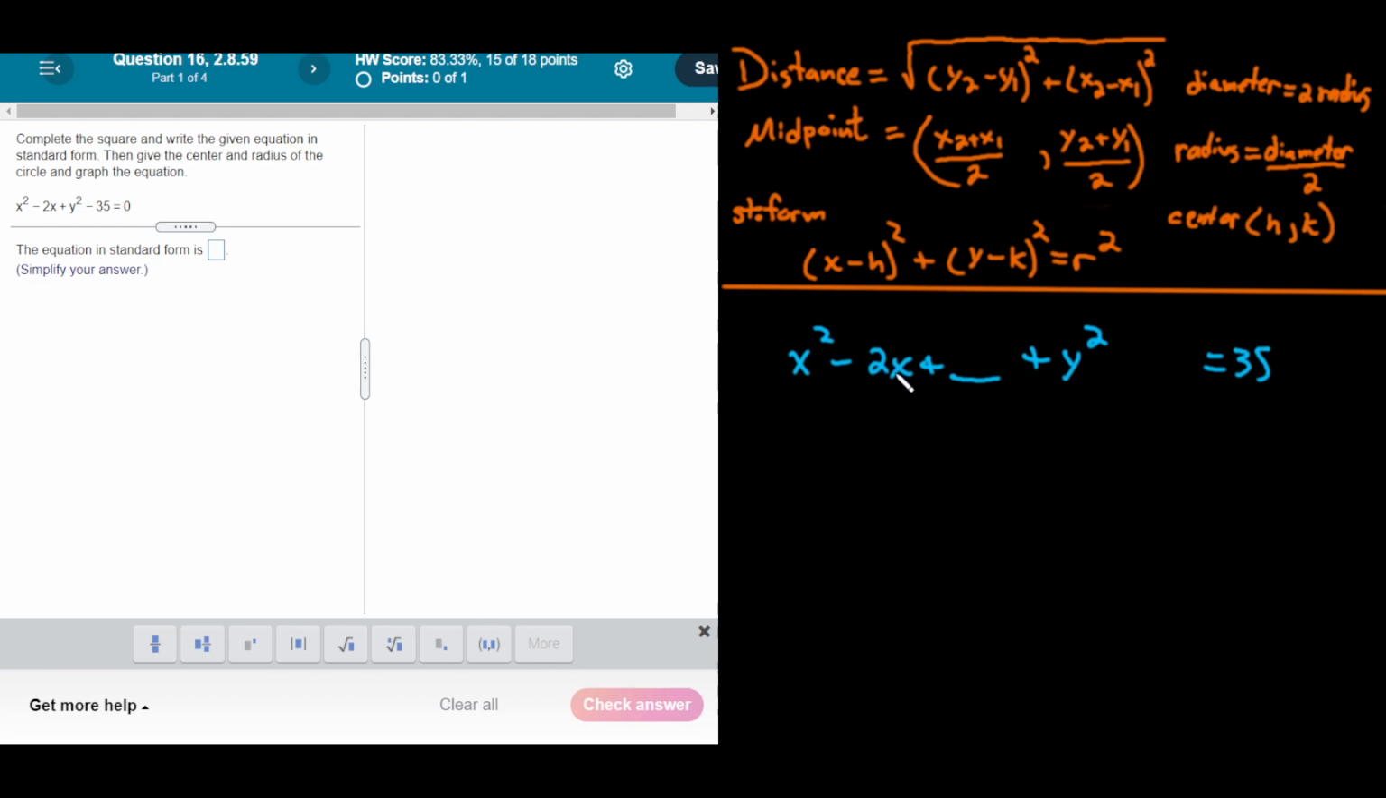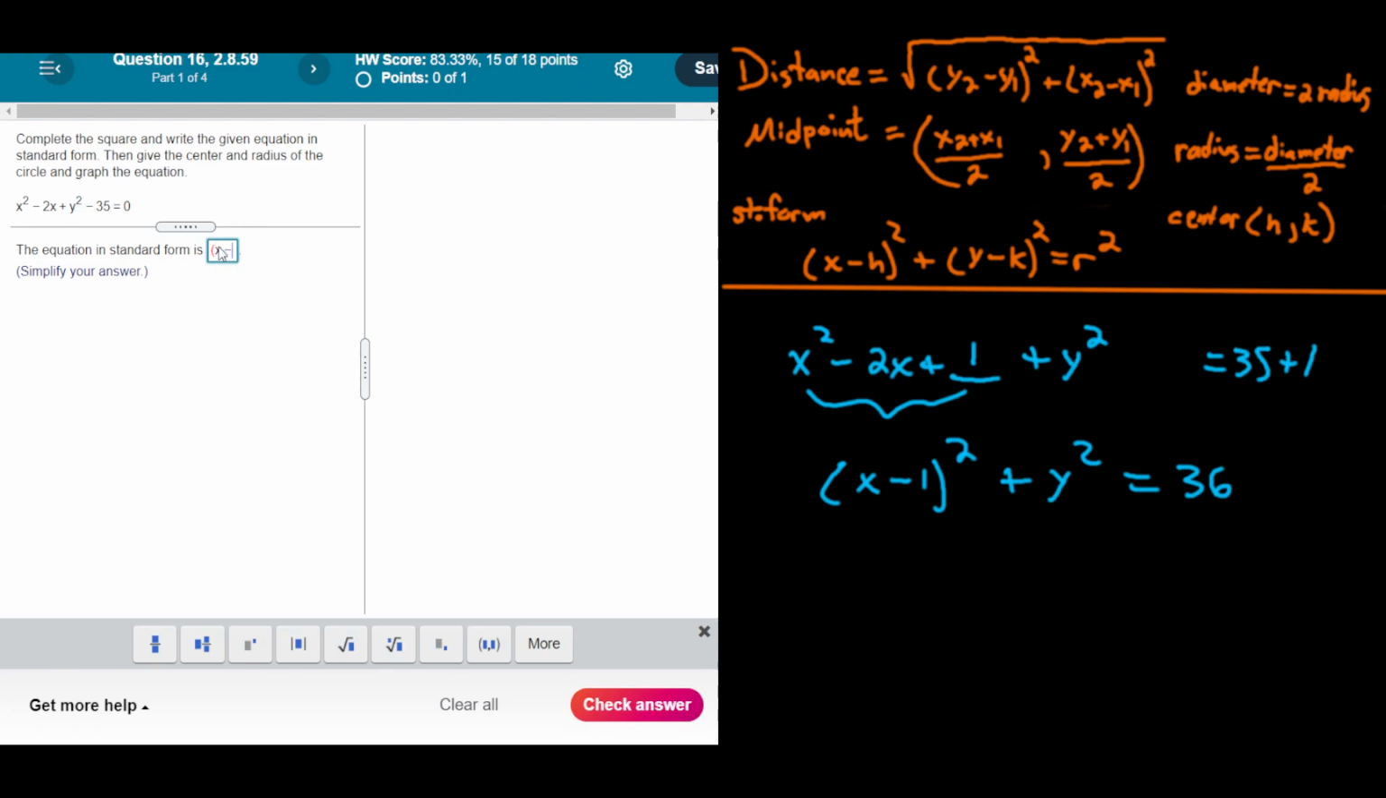Anyway, half it, square it. So take half, you get -1. Square it, you get +1. Whatever you do to one side, you do to the other side. This is a perfect square trinomial. Factor it up. What is half of your b? What is -2 divided by 2? -1. Plus, you get y squared, and this is just a 36. So we're done. Look at that. So fast.